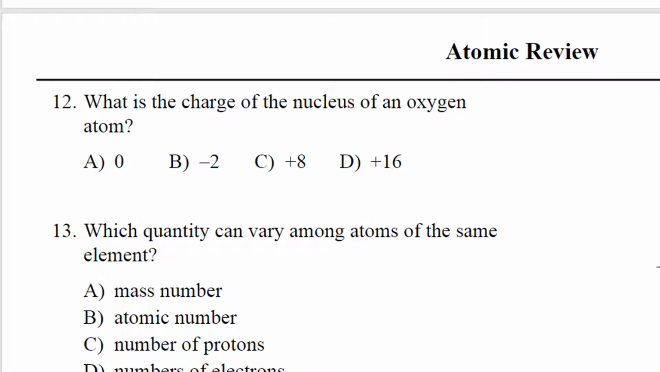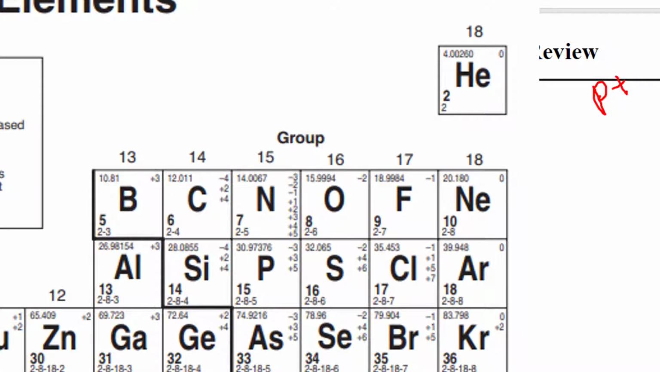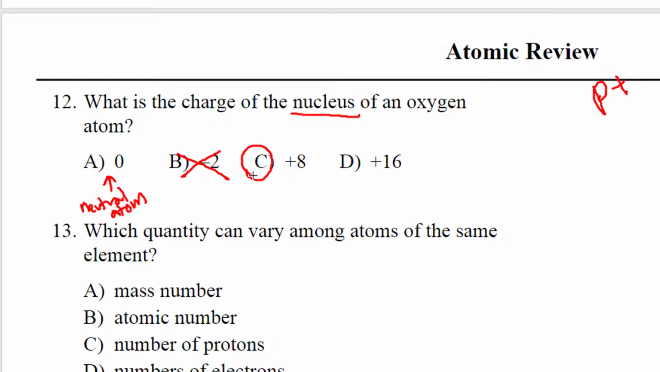What is the charge of the nucleus of an oxygen atom? Is it A, 0, B, -2, C, +8, or D, +16? So this is specifically asking about the nucleus of an oxygen atom. The answer cannot be A, because that would be the charge on a neutral atom, not a nucleus of an atom. The nucleus of the atom, remember, contains our positive protons, so the answer cannot be B because that's a negative number. So that leaves us with C and D. If you look up the atomic number of oxygen, it is 8. And remember, the atomic number is always equal to the number of protons. That gives us choice C.